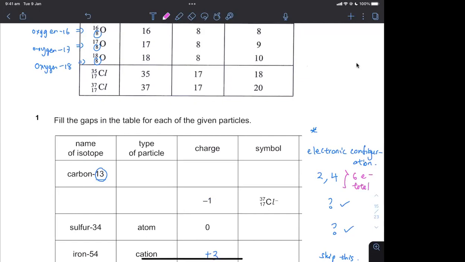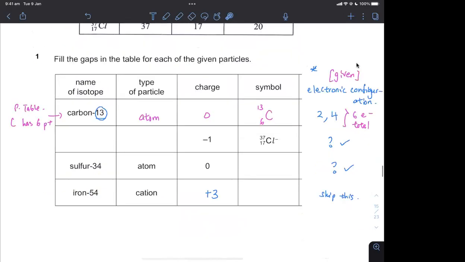And we know that carbon, from the periodic table, has 6 protons. If you have 6 electrons from the electronic configuration, which is given, that means you must have an atom, as you have the same number of protons and electrons. Therefore the charge would be 0. So your type of particle there would be an atom and not an ion. And your symbol is going to be carbon, and then 6, and then 13, and it hasn't got any charge there. This next one is a bit tricky.